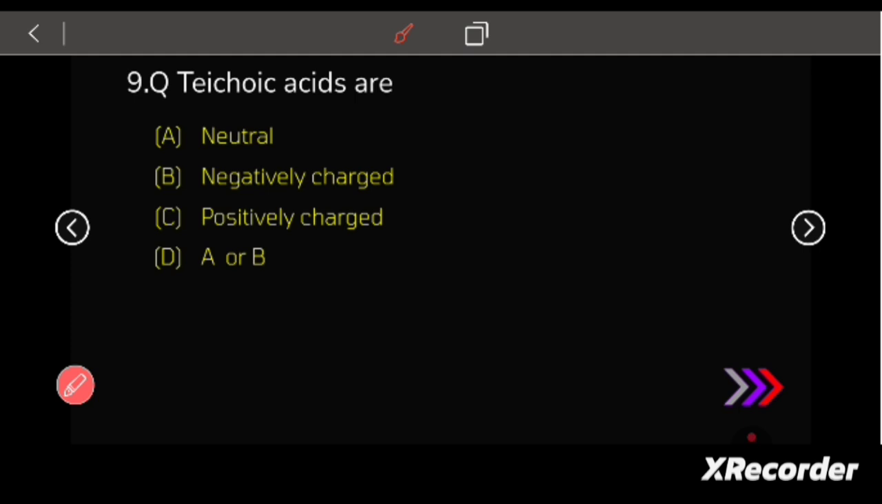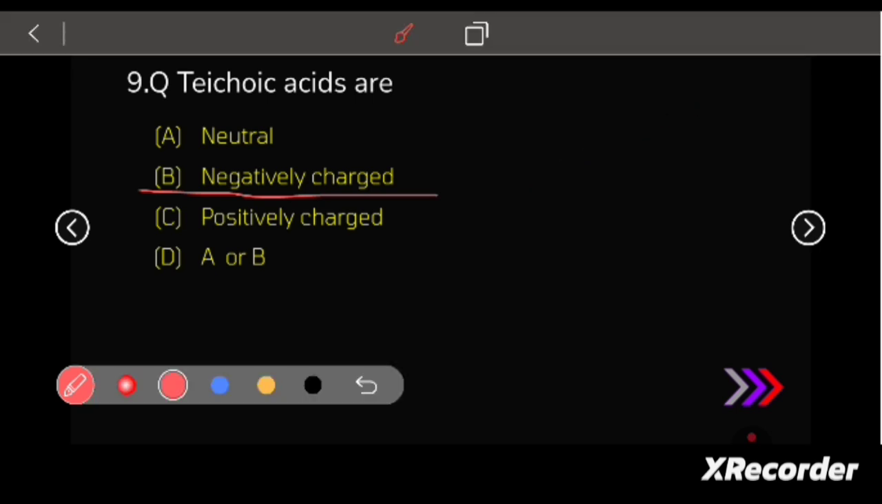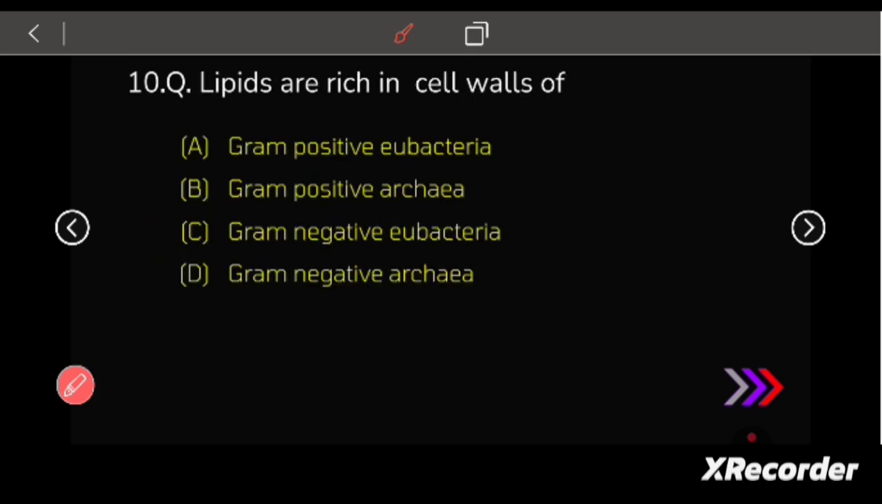Question number 9. Teichoic acids are A. neutral, B. Negatively charged, C. Positively charged, D. A or B. Answer is teichoic acids are negatively charged. Teichoic acids are negatively charged because they have either glycerol phosphate, where phosphate is negatively charged, or ribitol phosphate. Due to that, they are negatively charged.